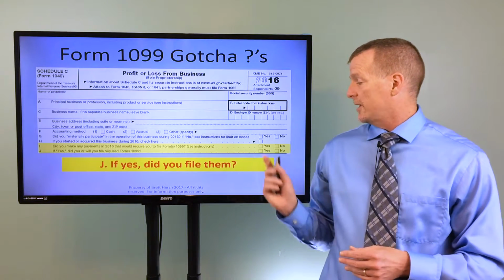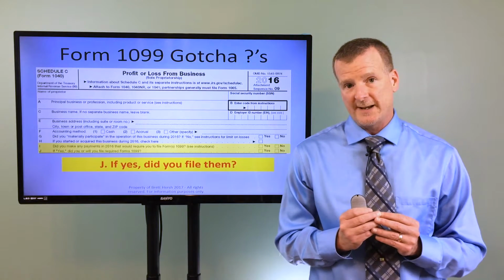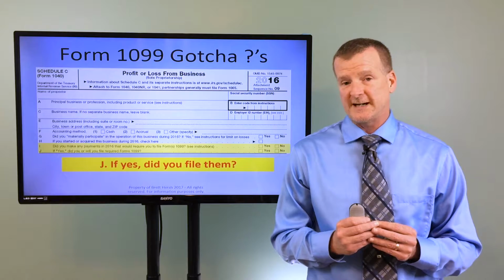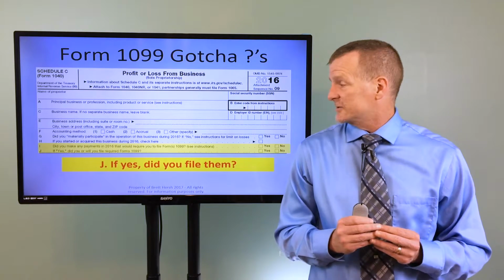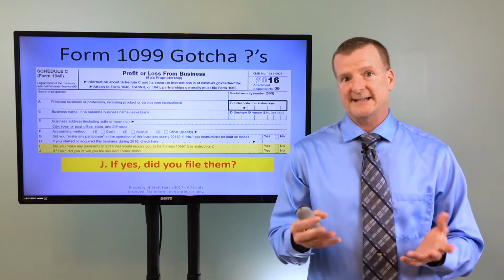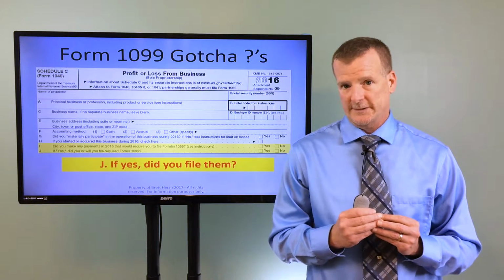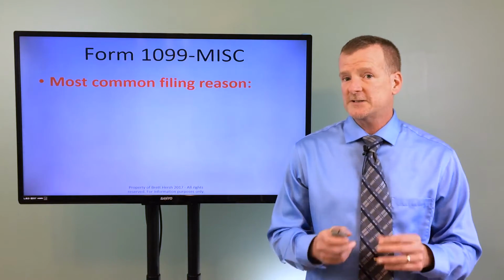Or if you answer no, you weren't required to file any, and the IRS later finds out you were supposed to file them, you just lied on your tax return. And that is an intentional disregard penalty. And again, that's where the $1,000 per return can come into play. So this is getting very serious.